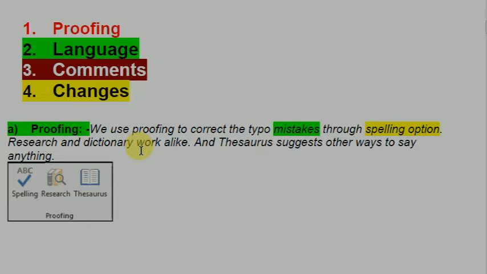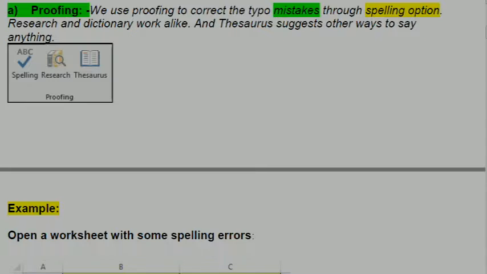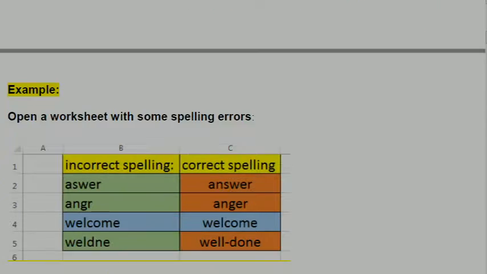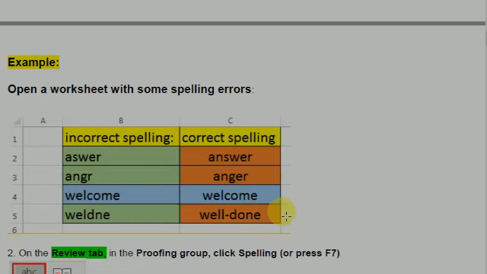The first one, spelling, is used to correct typos and spelling mistakes with the correct spelling provided in the dictionary of the Office. Let us first discuss spelling. I'm going to show you one example here in Excel, where I've already written the correct and incorrect spellings.